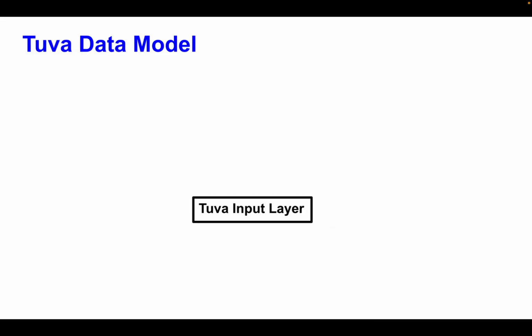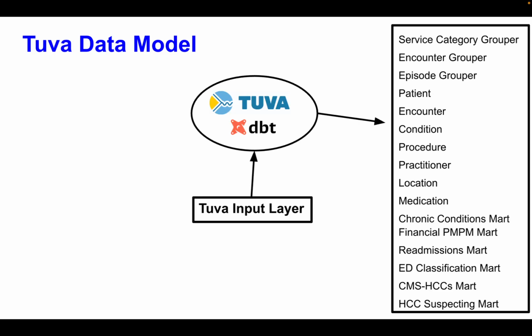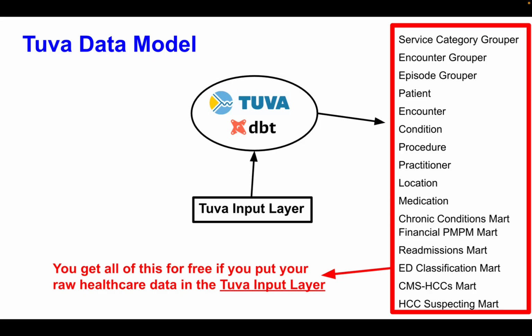If your data is in the Tuva input layer format, the Tuva DBT package can run off of it and produce this universe of data marts that's populated with thousands of concepts that are useful for healthcare data analytics. You get all of this for free if your raw healthcare data is in the Tuva input layer, because the Tuva DBT package will produce that automatically.